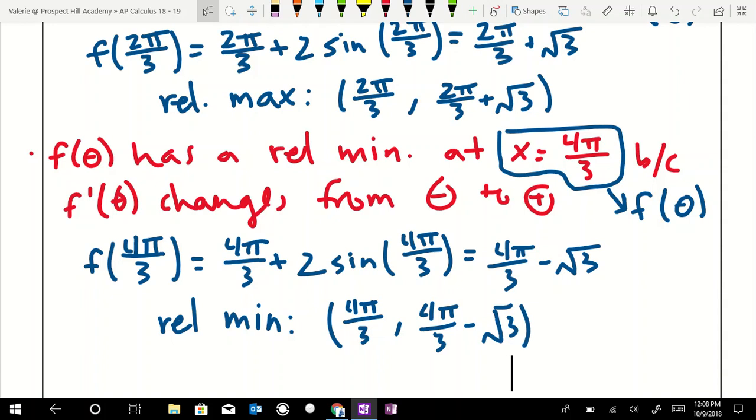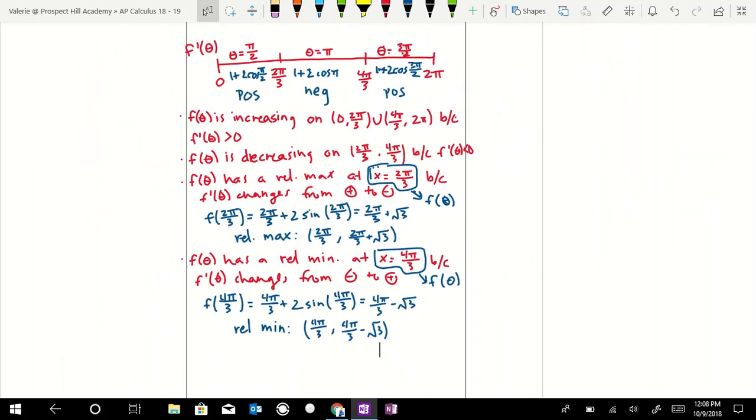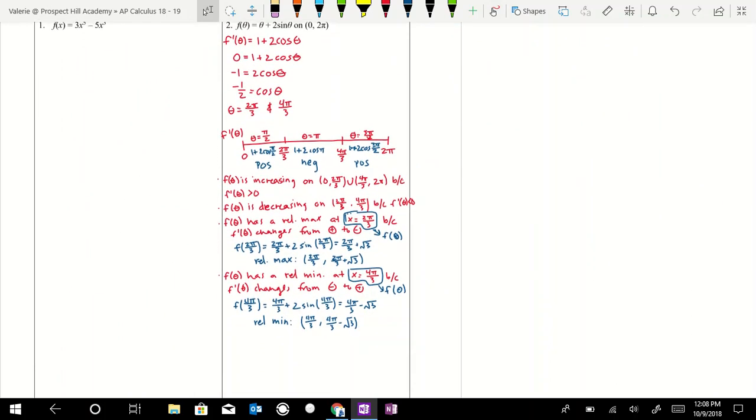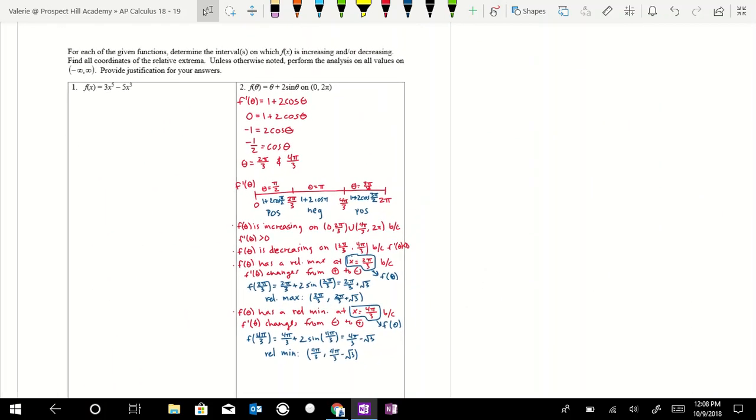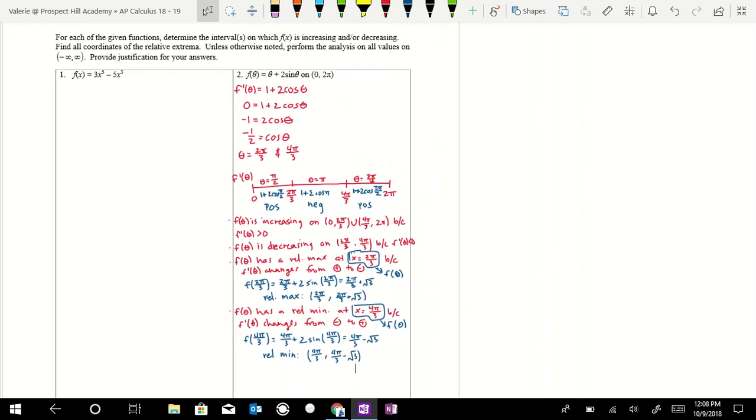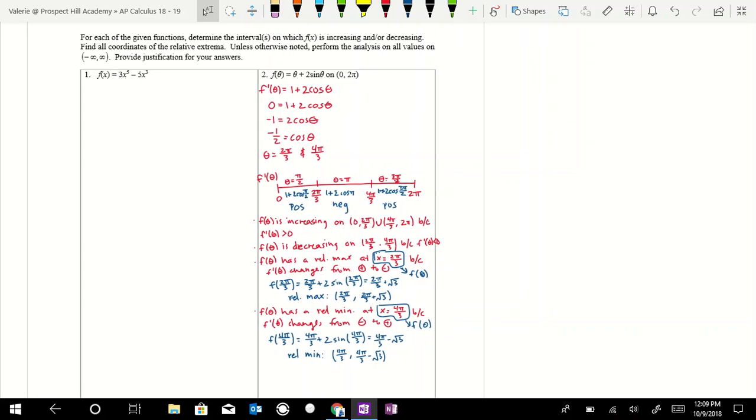All right, so we have completed the analysis of this function. We found the increasing intervals, the decreasing intervals, the exact relative max, and the exact relative min. Okay, so you're going to do a similar process to part 1. First, you want to find the derivative using the power rule, find the zeros of that derivative, make the number line, figure out positive and negative intervals, and then do your analysis.